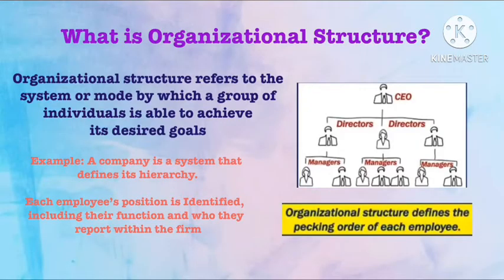What is organizational structure? Organizational structure refers to the system or mode by which a group of individuals is able to achieve its desired goals. For example, a company is a system that identifies its hierarchy. Each employee's position is identified, including their function and who they report to within the firm. Organizational structure defines the pecking order of each employee.